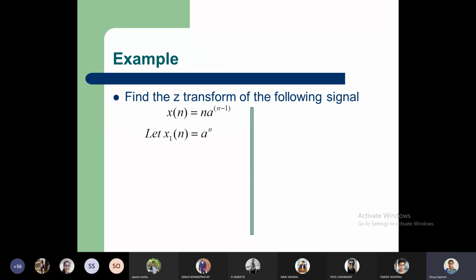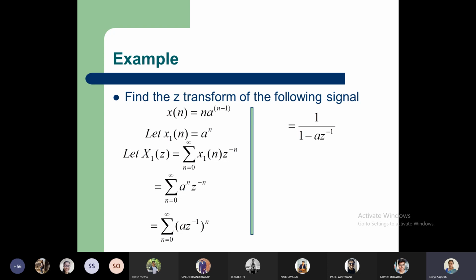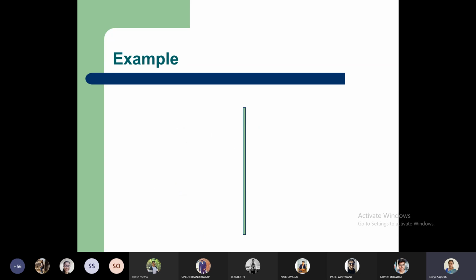Let us take x1 of n as a raised to n. What is the Z transform of that? x1 of z is the sum over n equal to 0 to infinity of x1 of n z raised to minus n, that is a raised to n z raised to minus n, which gives a z inverse to the power n. So that is 1 upon 1 minus a z inverse, or z upon z minus a.